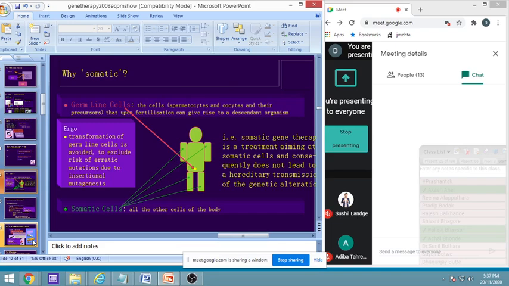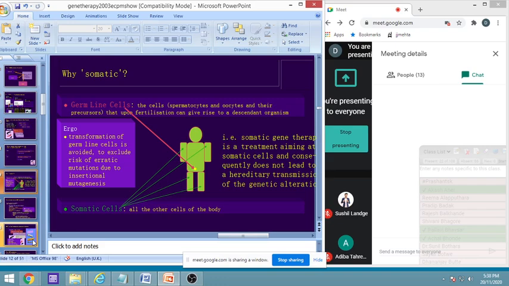Now why are somatic cells taken? Of all the cells of the body, we have two basic types: somatic cells and germ cells. Germ cells are the cells having pluripotent stem cells, from the zygote, because they have the potential to differentiate into many kinds of tissues or cells. So we call them germline cells. These come from the spermatocytes, oocytes and their precursors, and upon fertilization they give rise to a descendant organism. Somatic cells are all other cells of the body, particularly those which are not going into much differentiation, but are viable and growing.